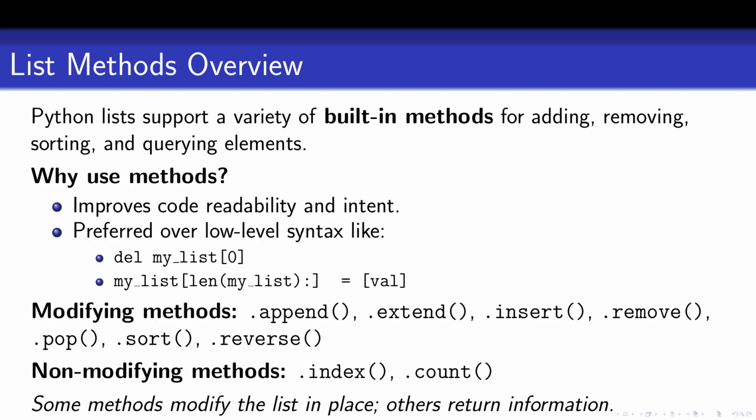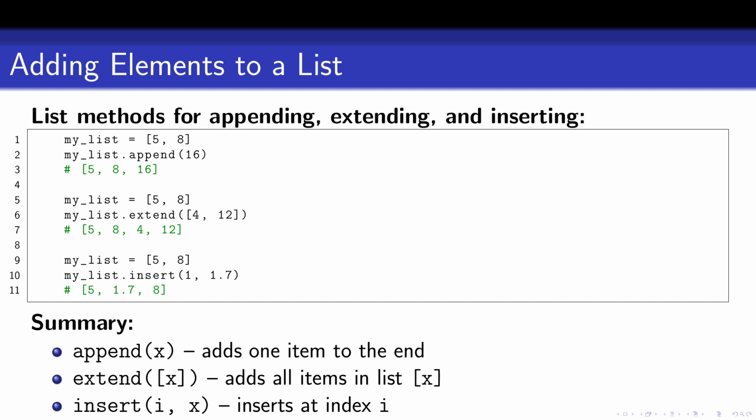It's helpful to understand which methods modify the list in place, such as sort and reverse, and which return new information, like count and index. These methods are not only more concise, but also reduce the risk of logic errors compared to manually managing indices or writing custom loops. To add elements to a list, Python provides several methods depending on your needs.